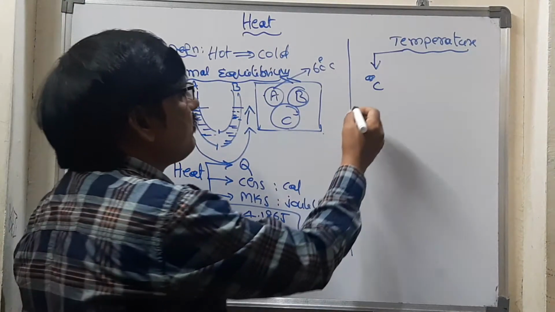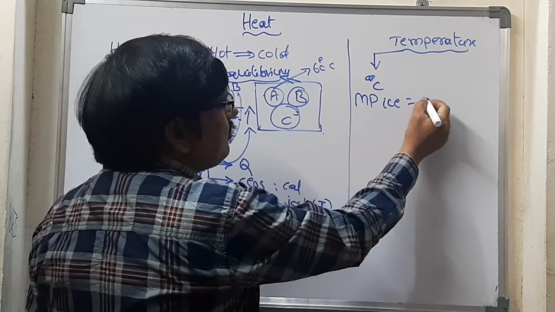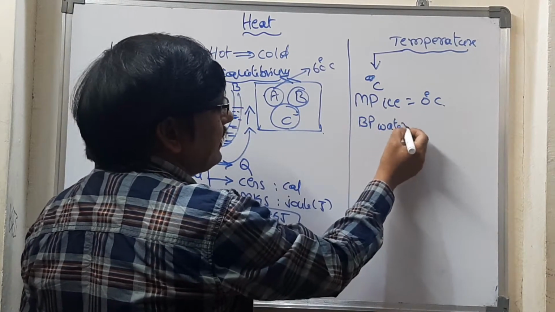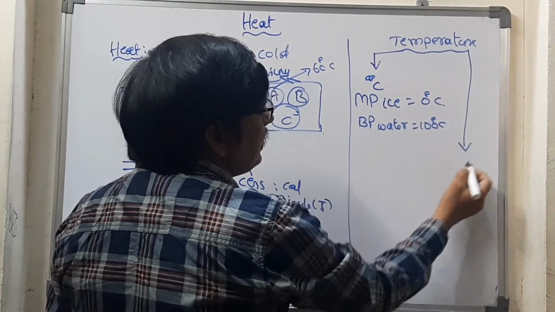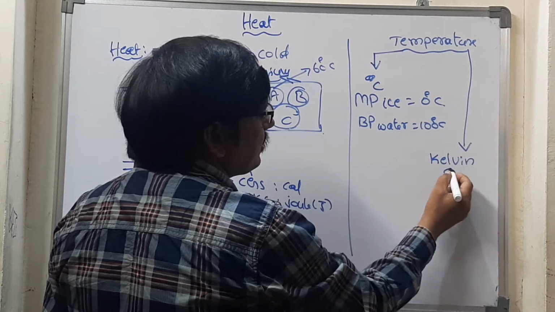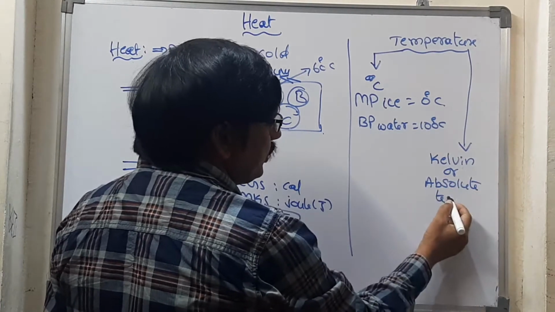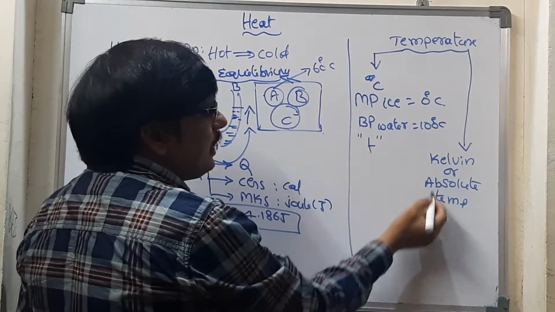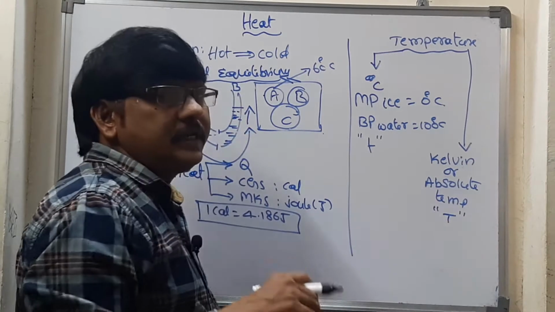And a few values you should keep in mind: the melting point of ice is equal to 0 degree Celsius, and the boiling point of water is 100 degree Celsius. And this is one measure. The second, most important measure is the Kelvin temperature, which we can also call absolute temperature. Degree Celsius is generally expressed with a small t, and Kelvin temperature with a capital T. What is meant by Kelvin temperature?